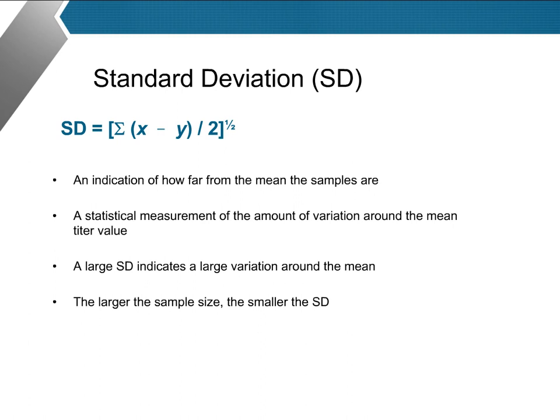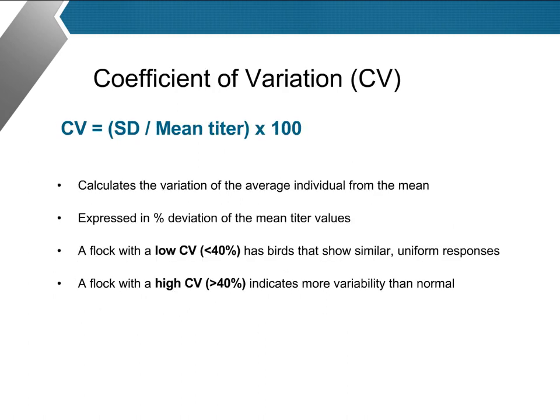So the last thing we want to look at from a statistical point of view is our coefficient of variation. And our coefficient of variation is actually very tied to our standard deviation. It is used in the derivation of it. This calculates the variation of the average individual from that mean number that we looked at, and it's expressed as a percentage. So ideally, we'd like to see less than a 20% CV, but typically a target of 40% is fairly uniform.